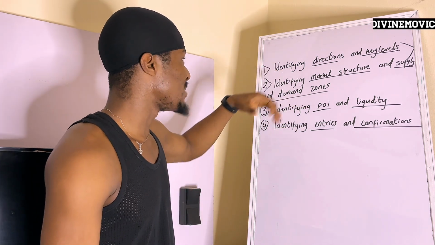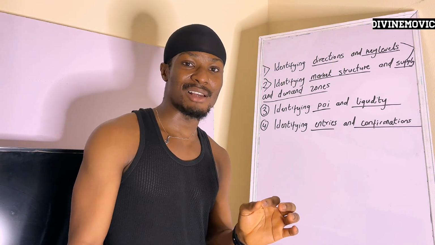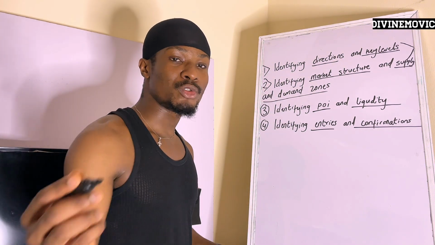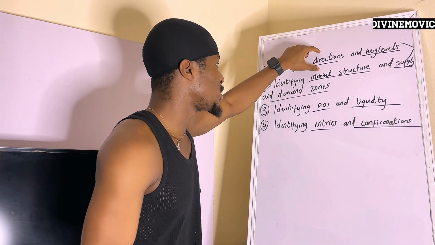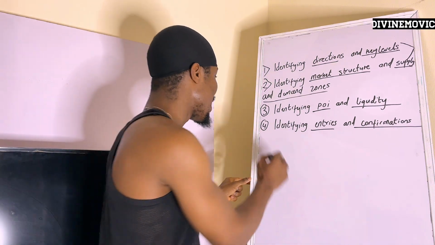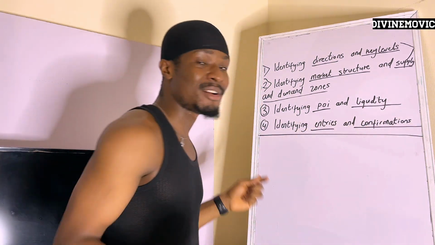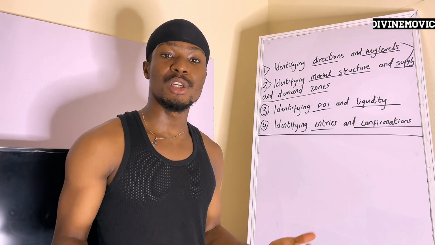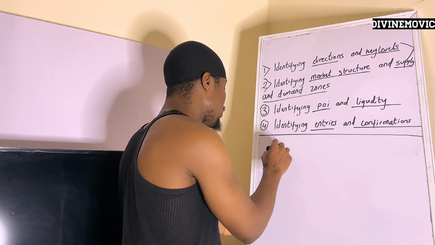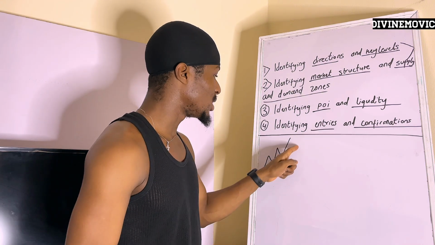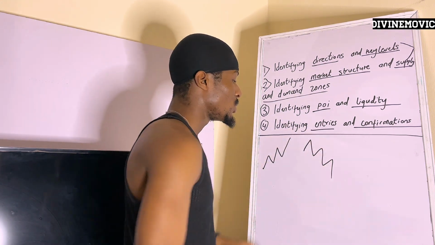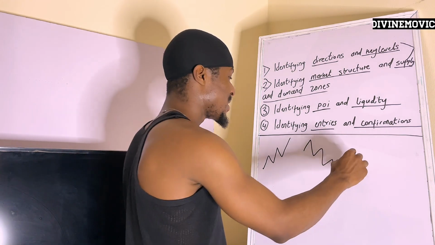Let's start with number 1, which is identifying directions and key levels. For you to be able to identify directions and key levels, you simply want to understand how to identify directions and how to identify key levels. Whenever you come to the markets, the market can only be going in 3 directions. Price is going to the upside, swing high, swing low, swing high, swing low, which is an uptrend, or price is going to the downside, which is swing high, swing low, swing high, swing low, a downtrend, or price is basically resting.